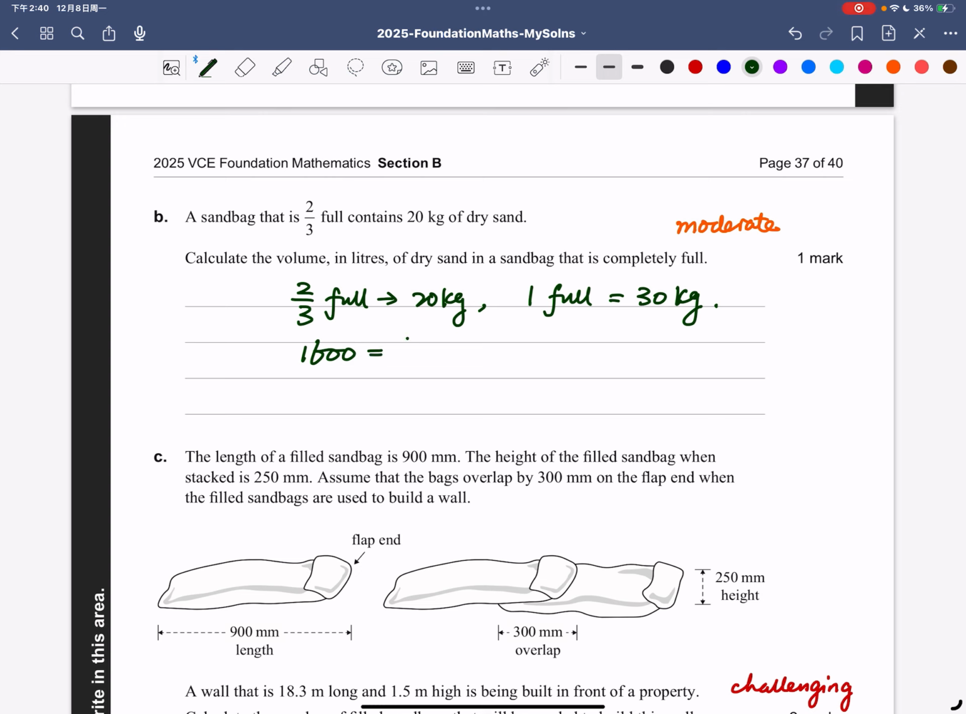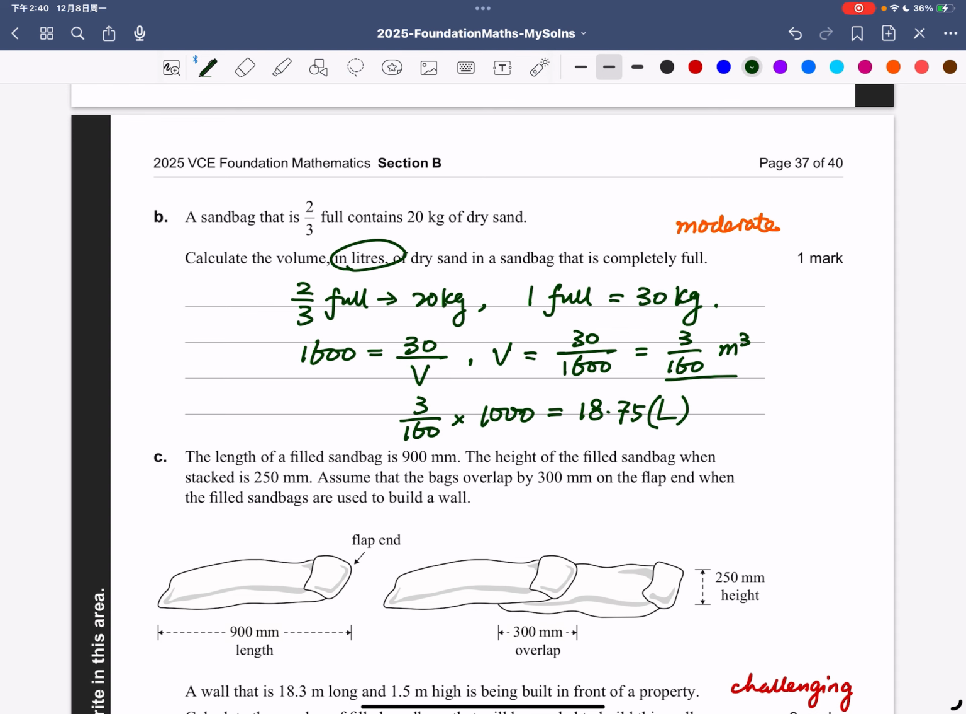So we have 1600 equals 30 divided by V. Use the density formula, then V equals 30 divided by 1600. That gives you 3 out of 160 cubic meters. And then we multiply this by 1,000. 3 out of 160 multiplied by 1,000 will give you 18.75 liters. The question wants the answer in liters.